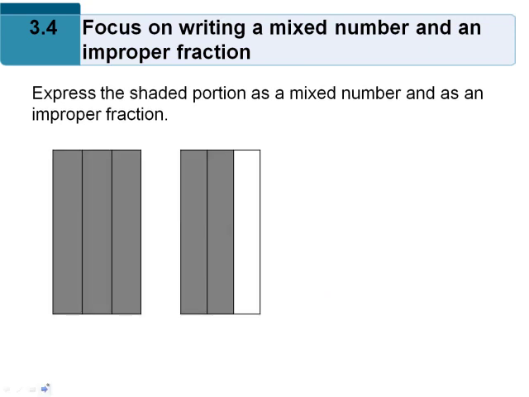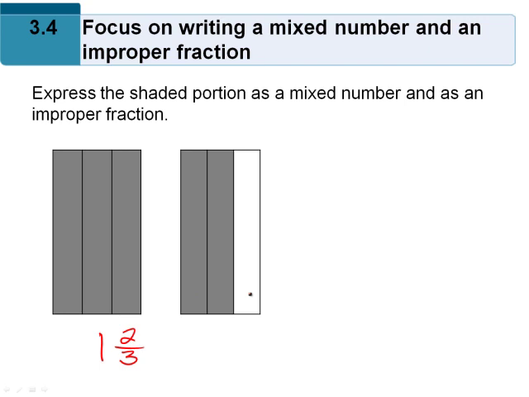Okay, so look at this one. Express the shaded portion as a mixed number and as an improper fraction. So the 2 rectangles here are cut into thirds. Okay, so the first rectangle is completely shaded, so that's 1 whole unit. Okay, and on the second one, 2 out of the 3 are shaded. So we have 1 2/3.